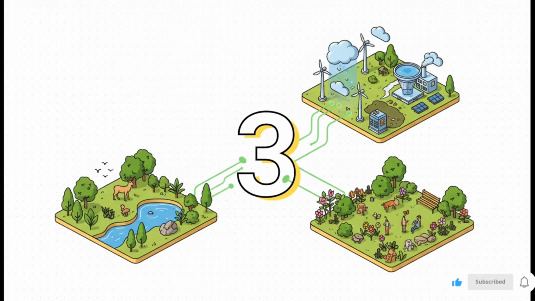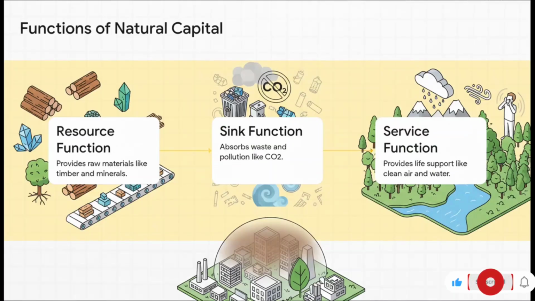It turns out natural capital does 3 unique and absolutely essential jobs that no human-made system could ever hope to replicate. These 3 jobs are its resource function, giving us raw materials, its sink function, absorbing all our waste and pollution, and its service function, which is basically our life support system, giving us clean air, water, a stable climate. Human-made capital can build amazing things, but it can't create a breathable atmosphere.